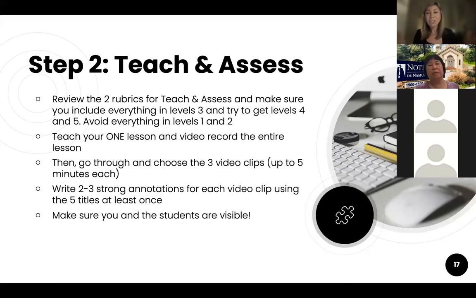And then make sure you and your students are visible. This is a condition code. If you and your students aren't visible, you won't even get a score. They're going to say it's not even worth scoring at this point because there are no students or you're not visible. So keep that in mind. It's very important.